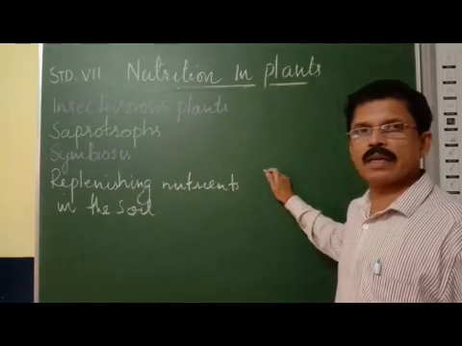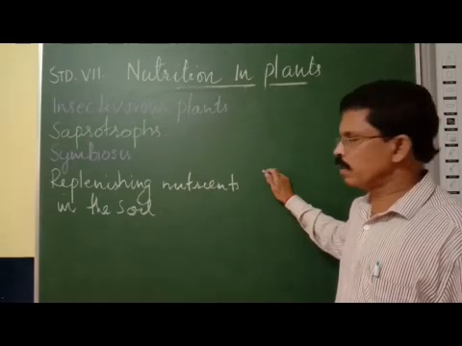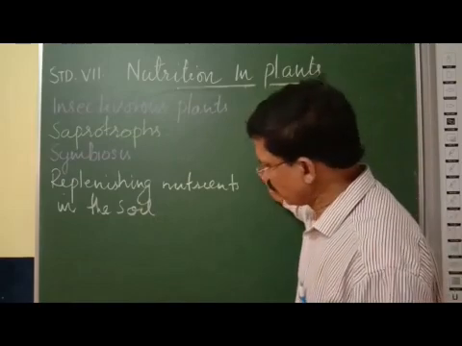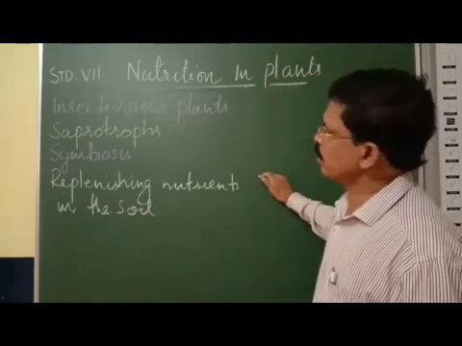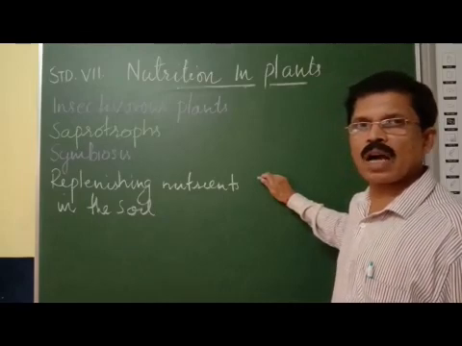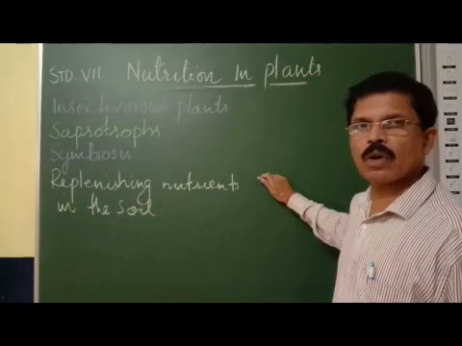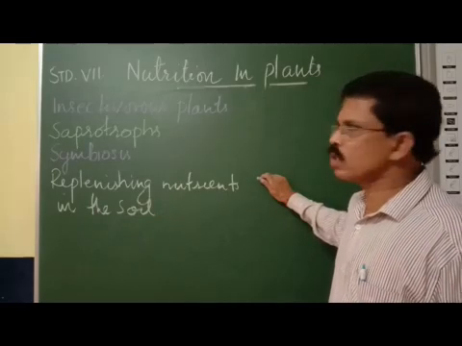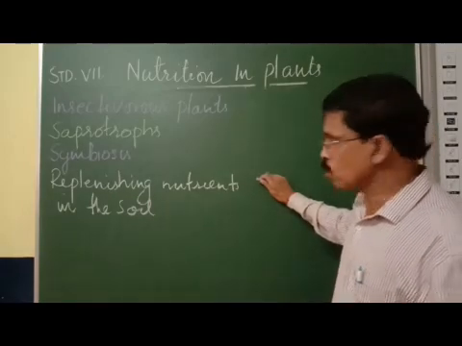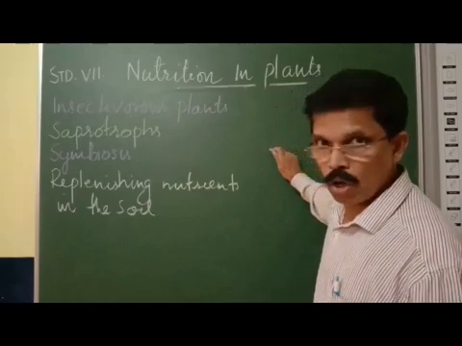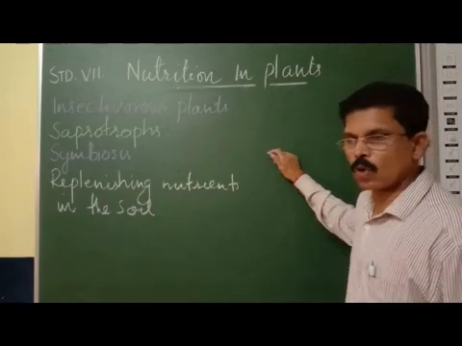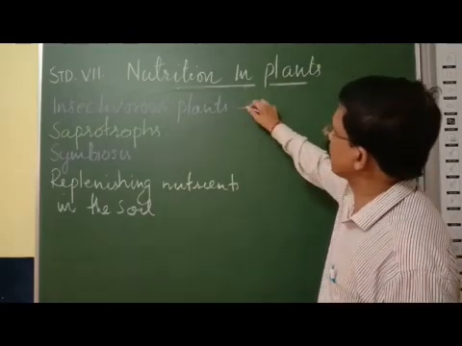Then we have studied other type of heterotrophs, such as herbivores, carnivores and omnivores. Herbivores, carnivores and omnivores are organisms which show holozoic type of nutrition. So parasitic nutrition is over, and holozoic is also over. Now we are coming to the third type of heterotrophic nutrition, that is called insectivorous plants.